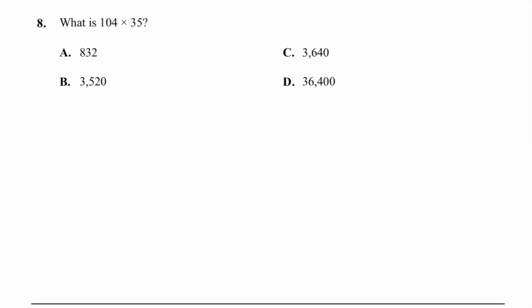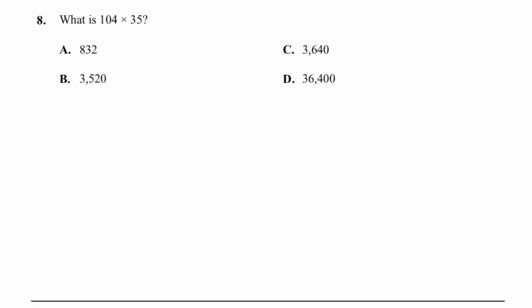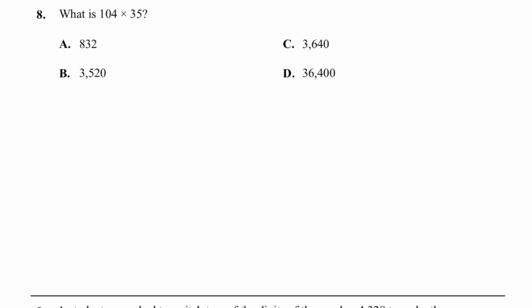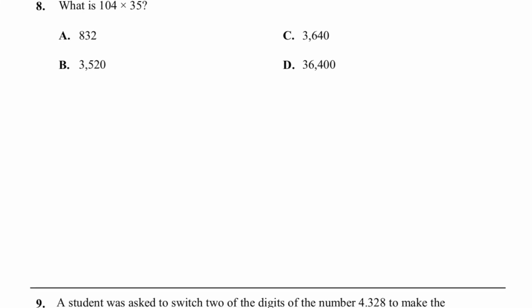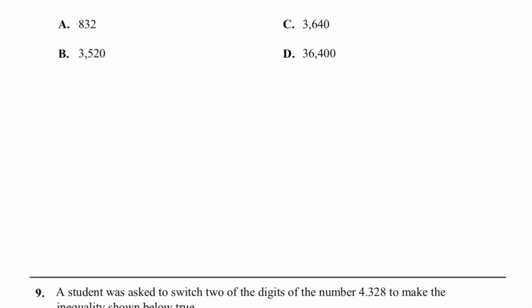Number 8. What is 104 times 35? A. 832, B. 3,520, C. 3,640, D. 36,400.